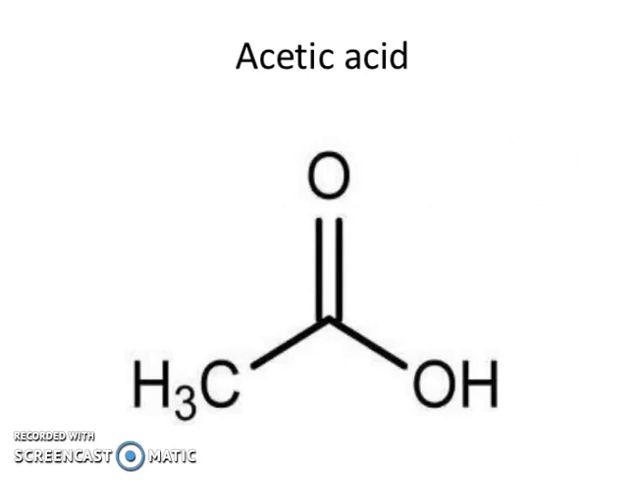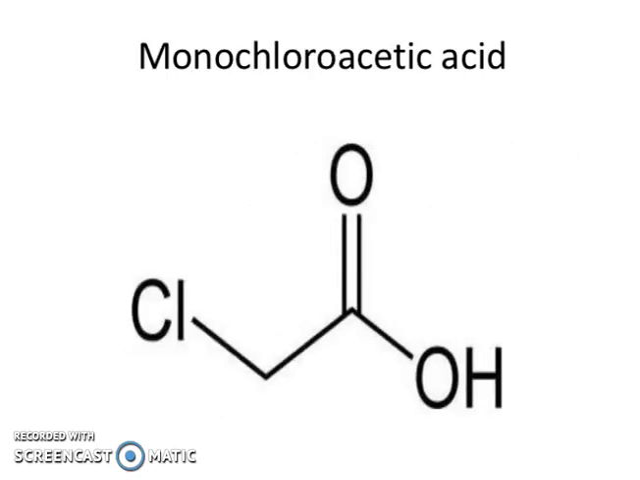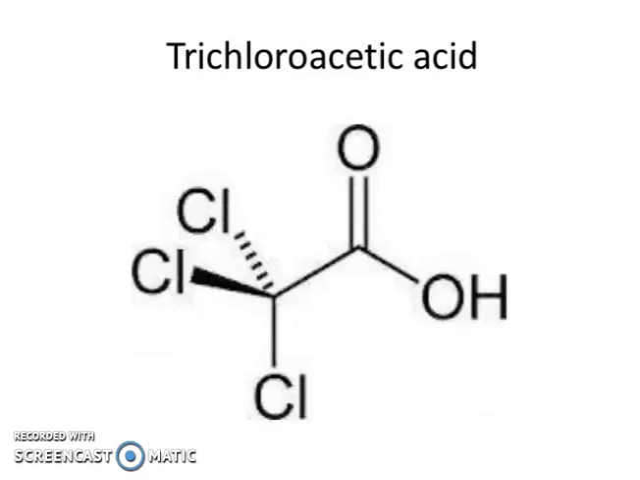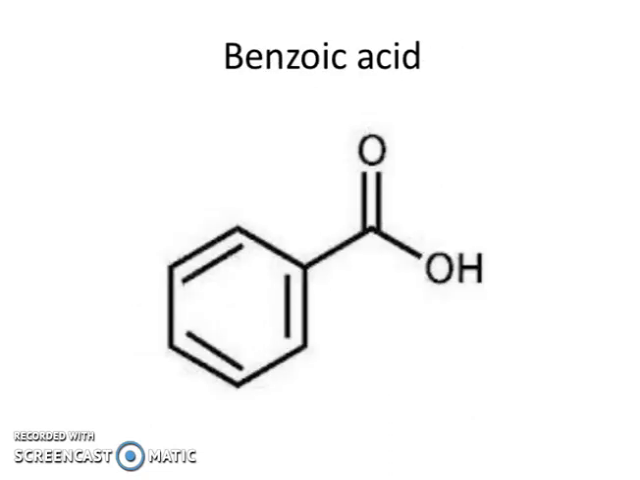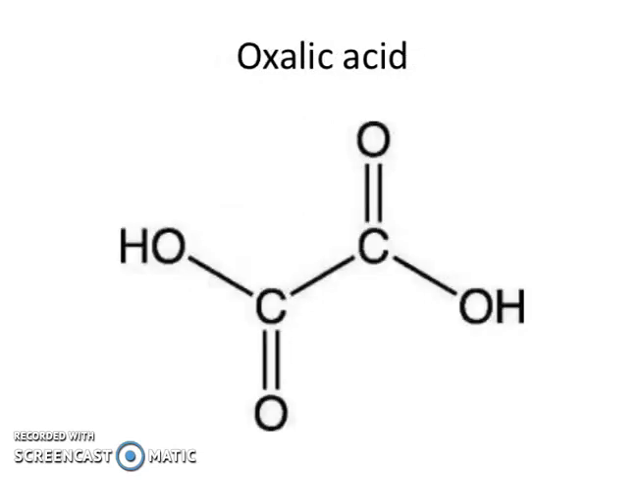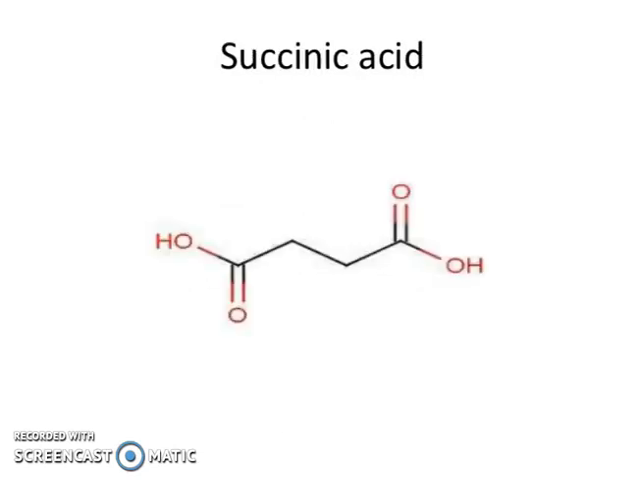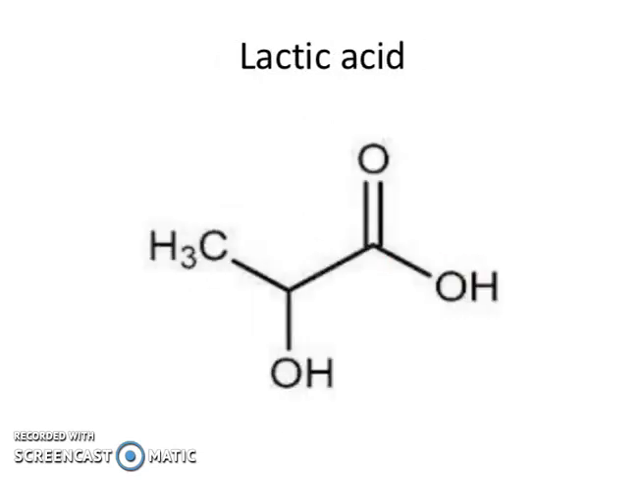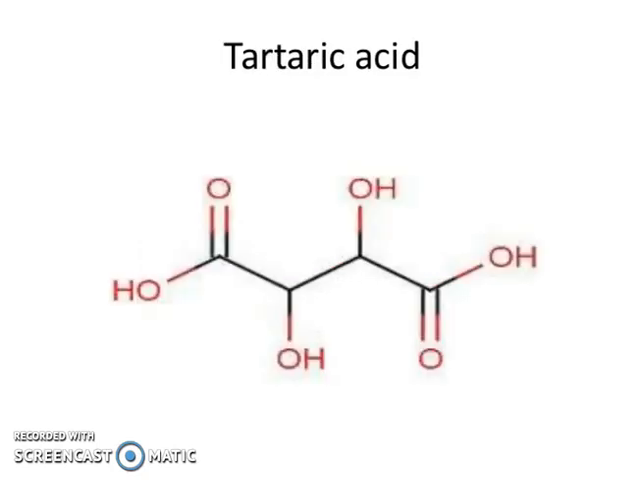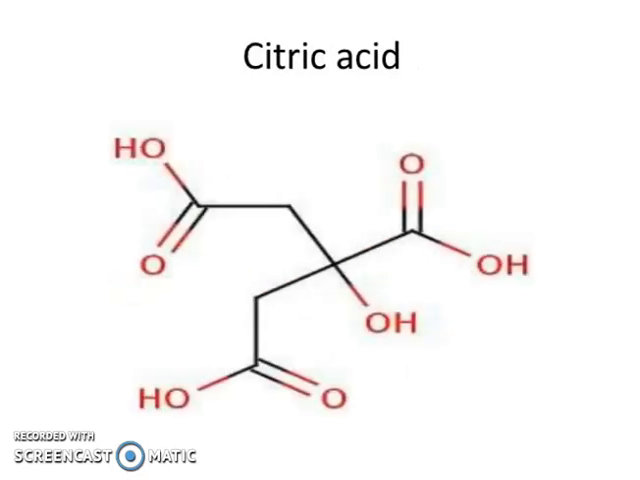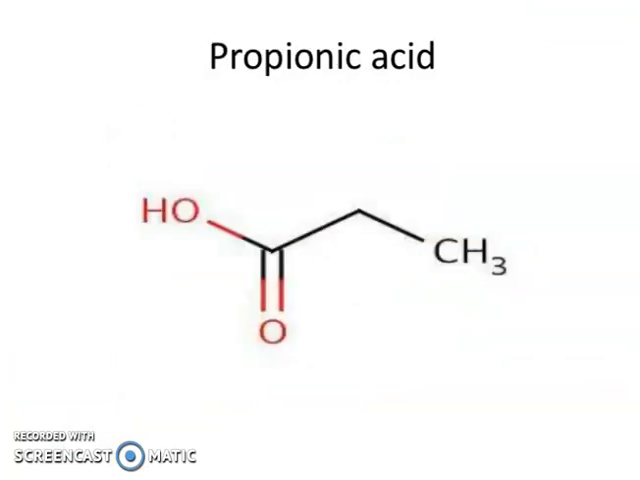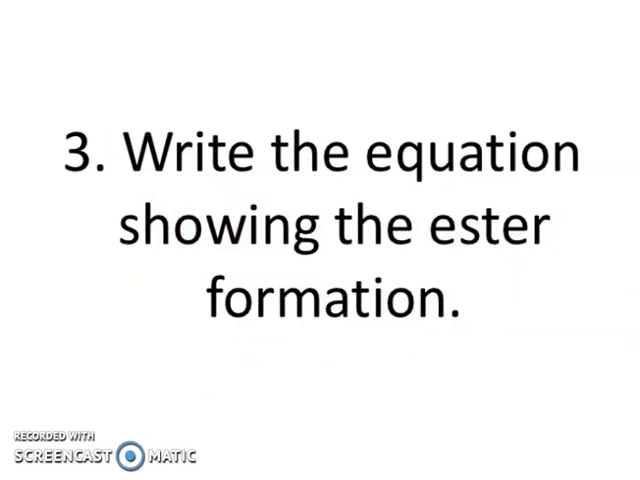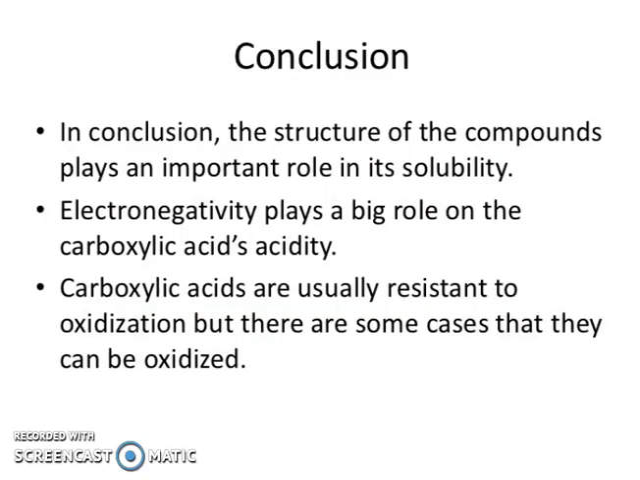You can see the acetic acid, and you see the monochloroacetic acid. Now you can see the trichloroacetic acid. You can see the benzoic acid. You can see the oxalic acid. You can see the succinic acid. You can see the lactic acid. You can see the tartaric acid. You can see the citric acid. 3 COOH groups are present and 1 OH group. So propionic acid. Now write the equation showing the ester formations.